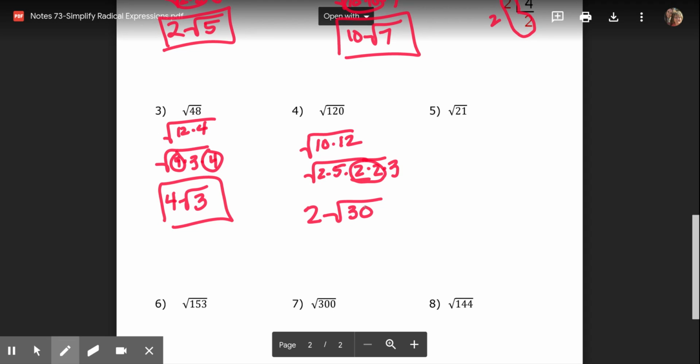Square root of 21, 3 times 7. They're both prime, so that's it. Okay, so this right here is already in simplest form.